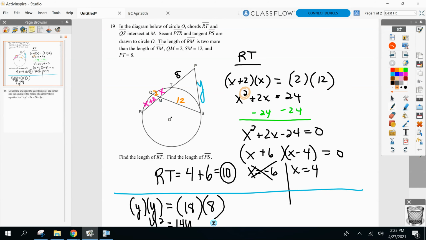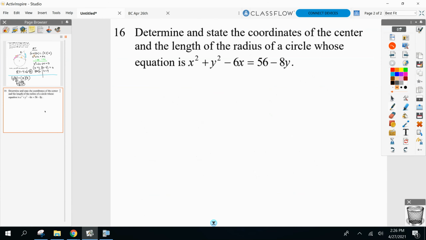Okay, another common question that came up in yesterday's after-school review was completing the square to find center and radius. On Google Classroom, there's a whole bunch of questions like that on the equations of circles worksheet I posted. I just ripped off the last one, number 16.